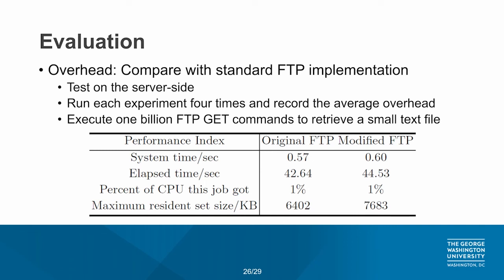Lastly, we test the overhead of our modified FTP implementation and compare that with the standard FTP implementation. We test this on the server side and we run each experiment 4 times and record the average overhead. We execute 1 billion FTP get commands to retrieve a small text file from the server. As we can see in this table, our modified FTP with MPD embedded only has a small overhead increase compared to the original FTP implementation.